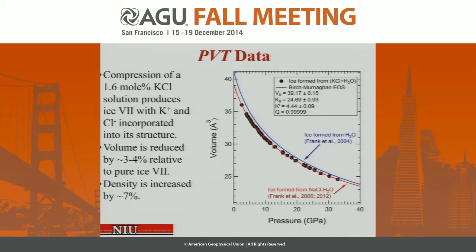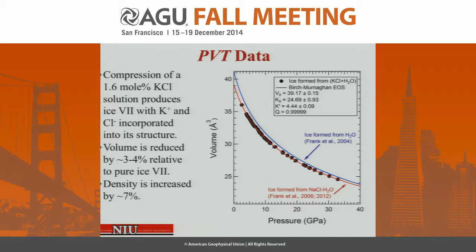At room temperature, we would take a sample, increase pressure, and take another X-ray diffraction pattern, and every black dot here is one of those PT points as we go up in pressure to a little over 30 GPa or so. When we compare these results for pure H2O, the blue curve here, we see that the volumes are systematically reduced relative to volumes we would expect for pure H2O. The black line underneath is our equation of state that we fit to.